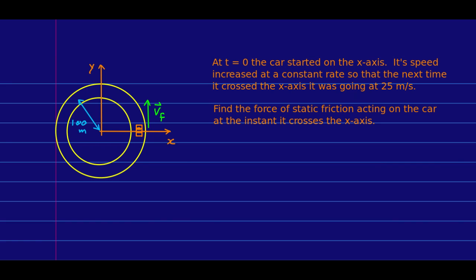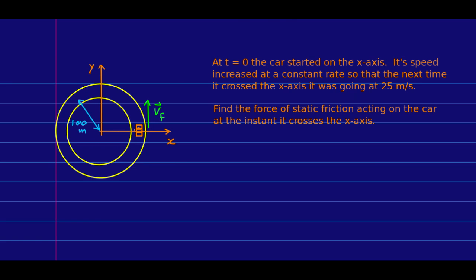Here's a car, and it starts at rest here on the x-axis, and it speeds up at a constant rate going around this circle, so that the next time it crosses the x-axis, it's going 25 meters per second. Now notice something. The rate of change of speed is constant. However, the acceleration is not constant. Not even the magnitude of acceleration is constant, because the radial part of it depends on speed.